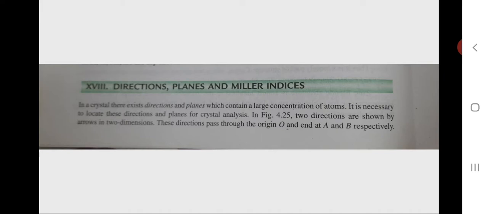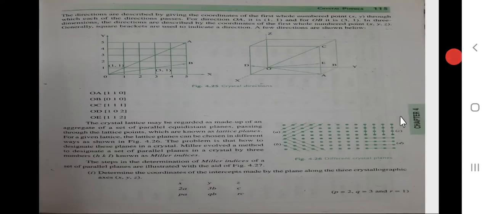Now today's article is Directions, Planes and Miller Indices. In a crystal, there exist directions and planes which contain a large concentration of the atoms. It is necessary to locate these directions and planes for crystal analysis. Now consider this figure. Two directions are shown by the arrows in two dimensions.